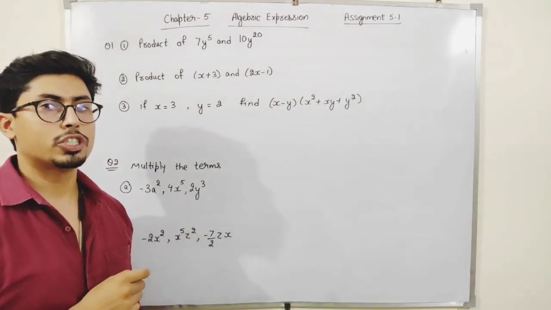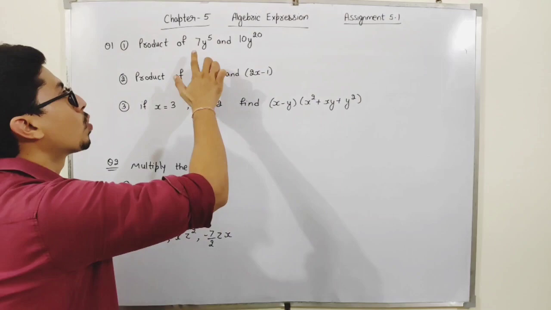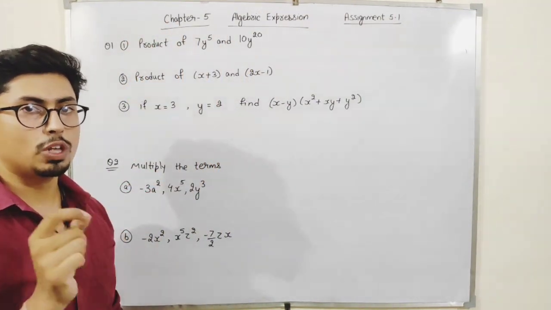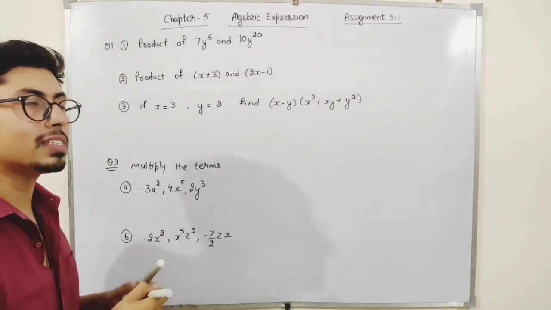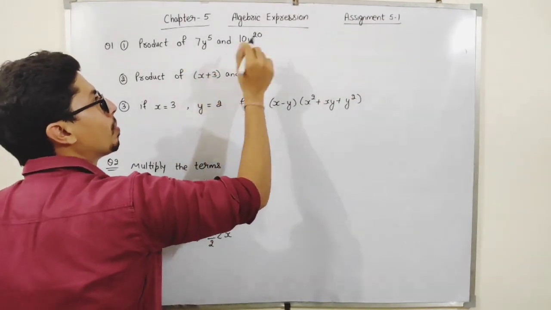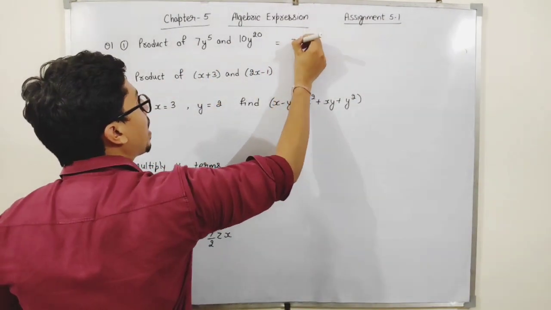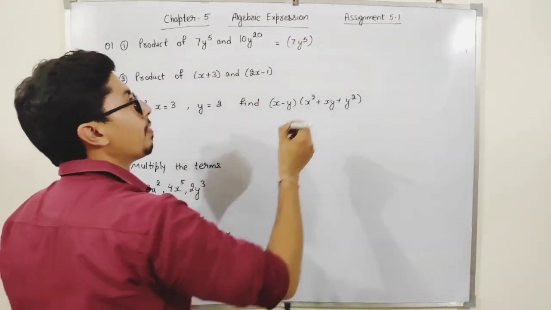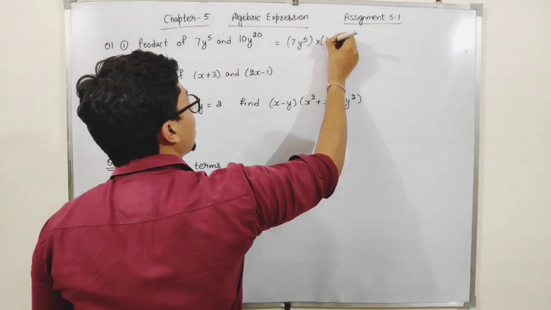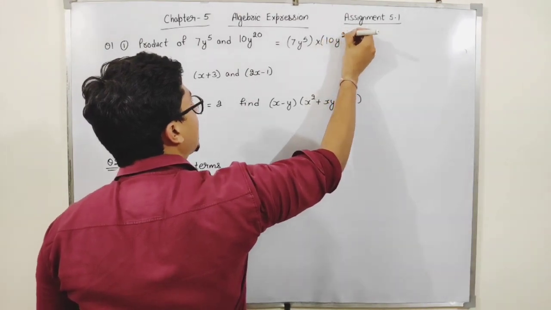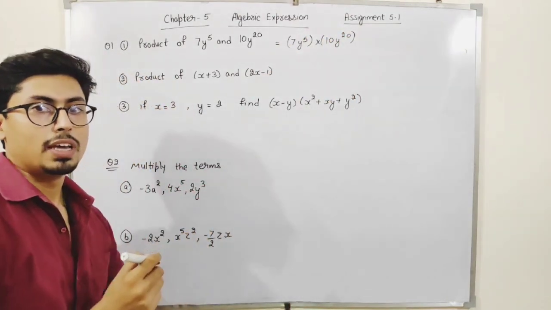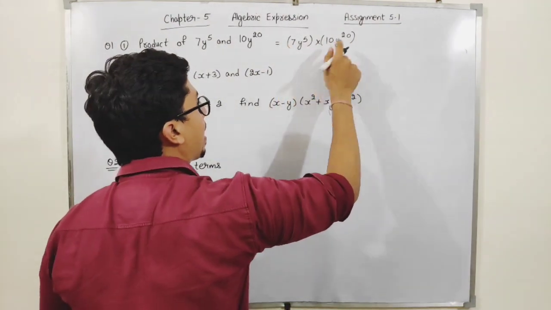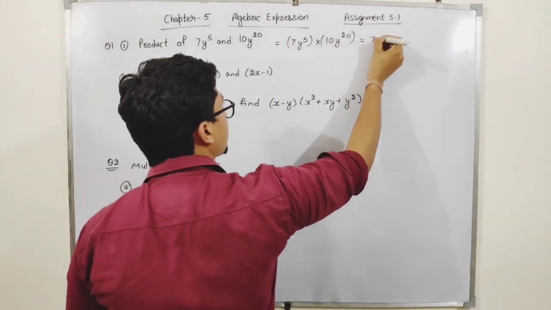Students, always make sure that you multiply the constant values with the constant values and the variable values with the variable values. See, what does it mean? I have to multiply these two numbers. That is, I have to multiply 7y raised to the power 5 with 10y raised to the power 20. Now, just multiply number by number. See, 7 multiplied by 10 will be 70.